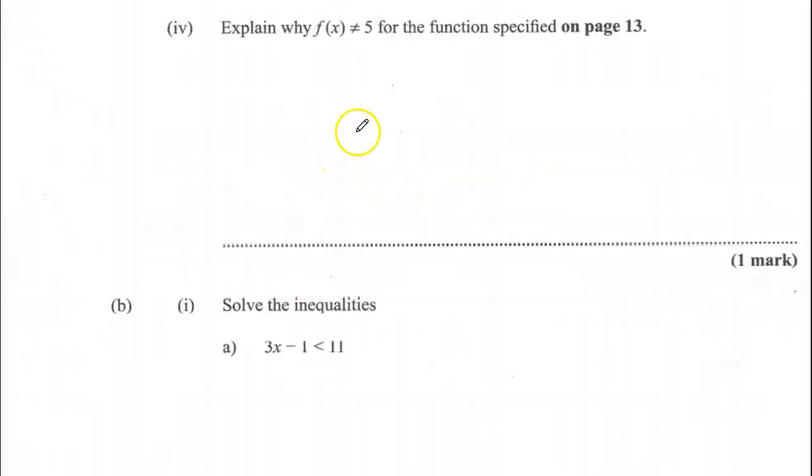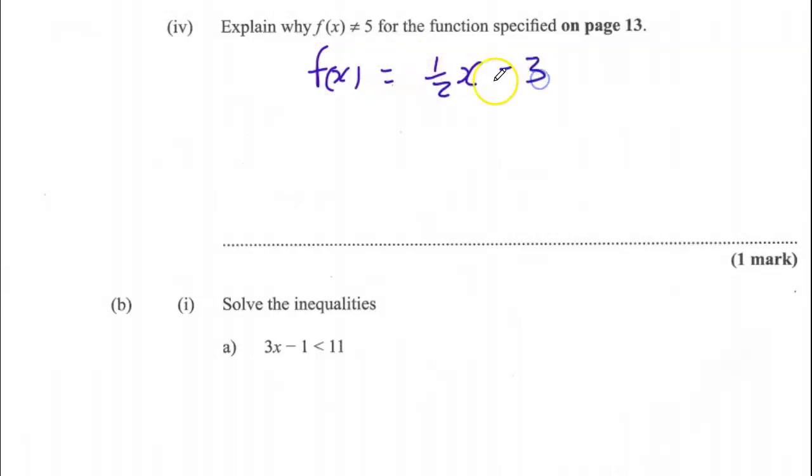Explain why f of x is not equal to 5 for the function on page 13. Remember, the function was, let me just rewrite the function. The function was half x minus 3. And we're told that f of x cannot be equal to 5. Let's see what happens when f of x is equal to 5. So I'm going to replace f of x with 5 and see what happens.